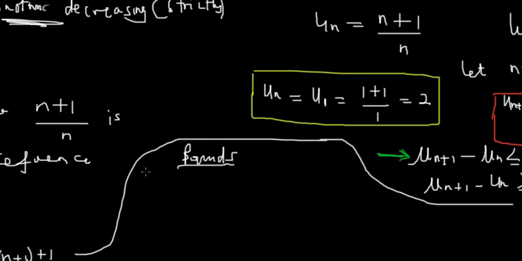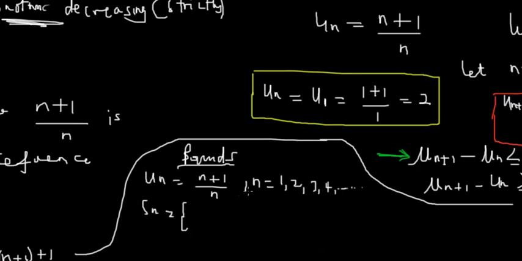So now you are given un to be n plus 1 divided by n. So let's pick reasonable values. Let's pick n values to be 1, 2, 3, 4, and then let's come up with the sequence. So let's see. Let's pick n to be 1.